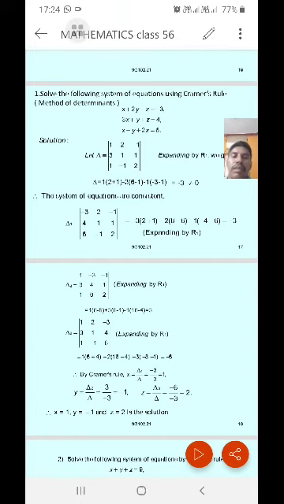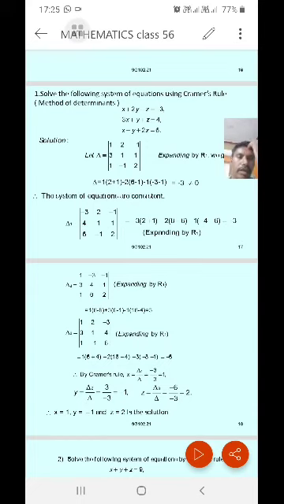So see here, delta 3 equals, column wise I am saying, 1, 3, 1, 2, 1, minus 1, minus 3, 4, 6. Again here expanding by R1, then we can write 1 of (6 plus 4) minus 2 of (18 minus 4) minus 3 of (minus 3 minus 1), that equals minus 6.